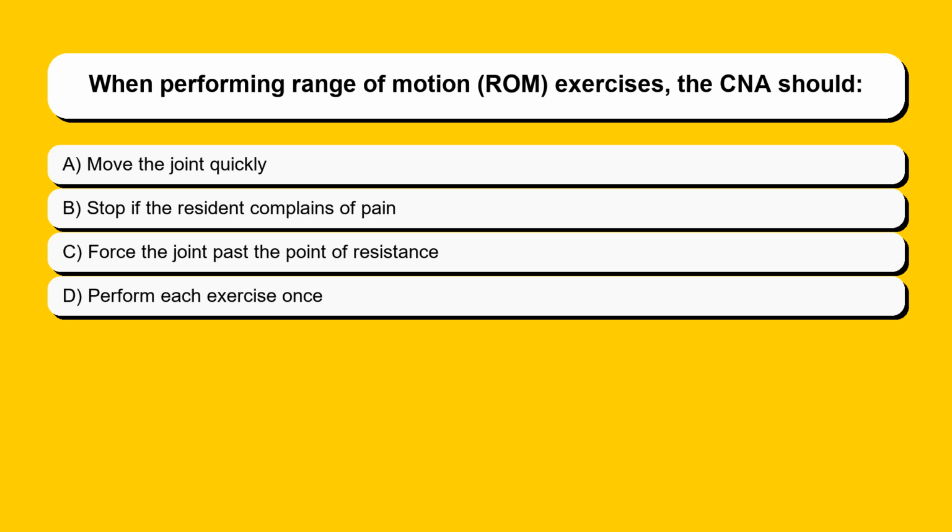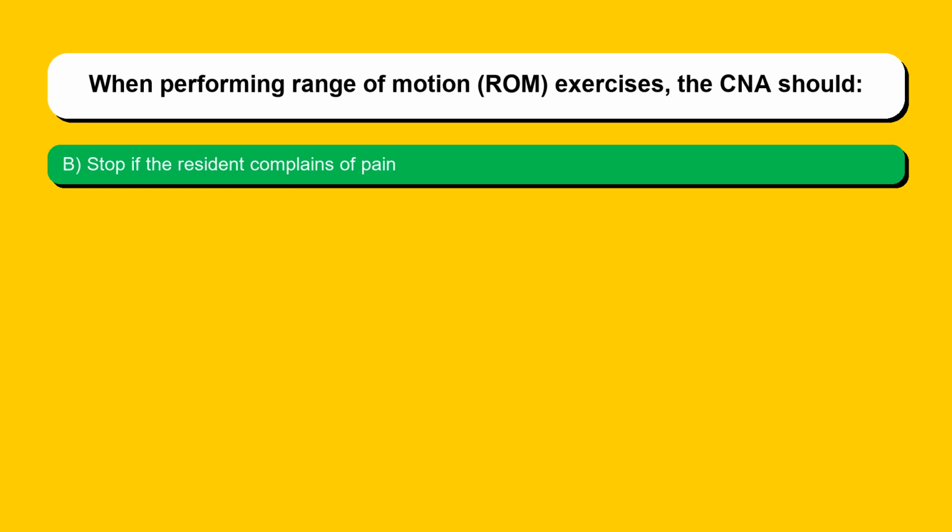Question 10. When performing range of motion (ROM) exercises, the CNA should Option A. Move the joint quickly. Option B. Stop if the resident complains of pain. Option C. Force the joint past the point of resistance. Option D. Perform each exercise once. The correct answer is Option B. Stop if the resident complains of pain.